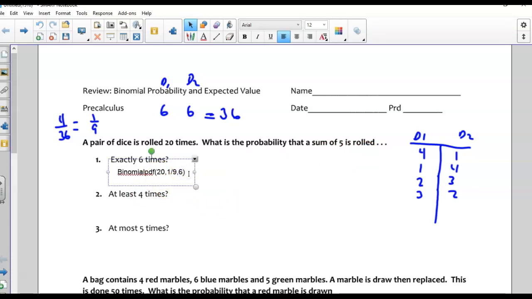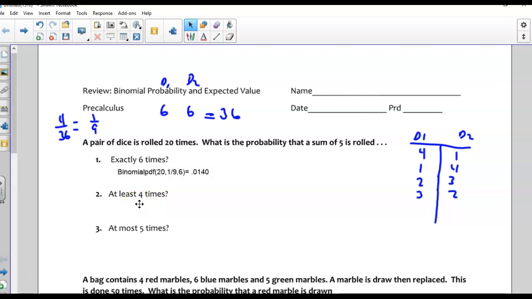I'm not going to punch this in the calculator. I'm going to let you do that, but when you do, you get 0.0140, using binomial PDF. Next, it says at least 4 times.